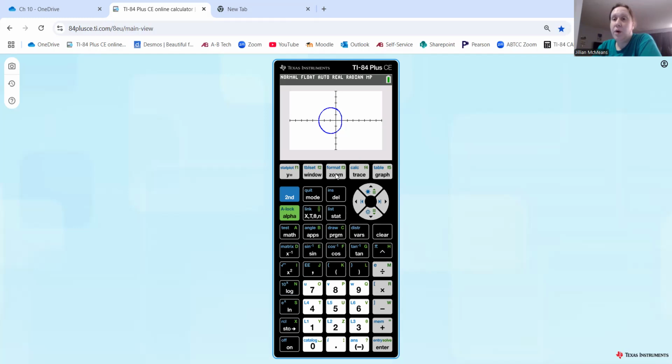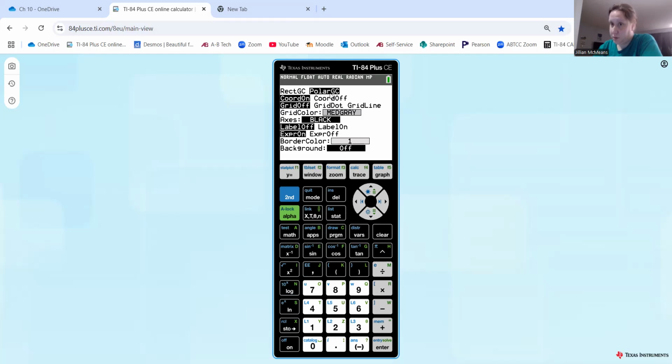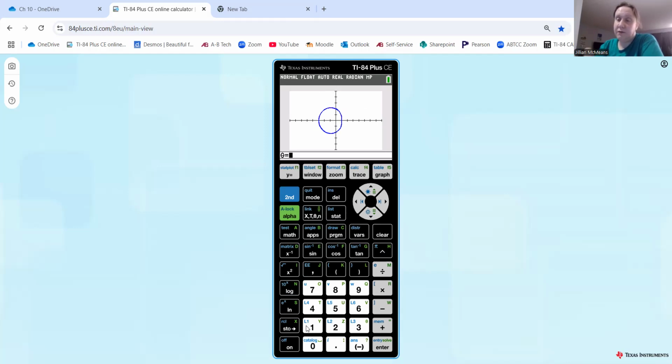Okay, now what we're going to do is make sure that we have the polar grid on. So we're going to go second zoom, and we've got our polar grid. And then we're going to go back to the graph and go second trace. We're going to choose value. What this does is it allows us to plug in values for theta and it'll tell us what R is, okay? As long as you have that polar grid on. So we wanted to test for theta values of 0. So when theta is 0, we get R of 1. So you want to write down the polar coordinate 1, comma 0.